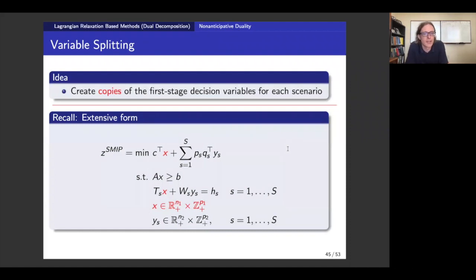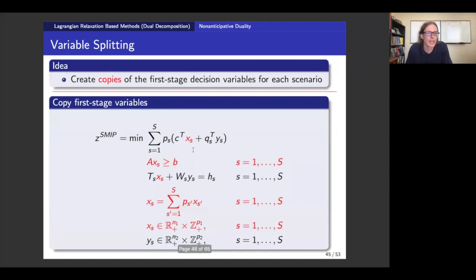So the basic idea of this framework is we're going to create a decomposition of our problem in a different way other than Benders. The first thing we're going to do is create copies of our first stage variables for every scenario. So we have this one set of variables X that's supposed to be the same set of variables no matter the scenario.